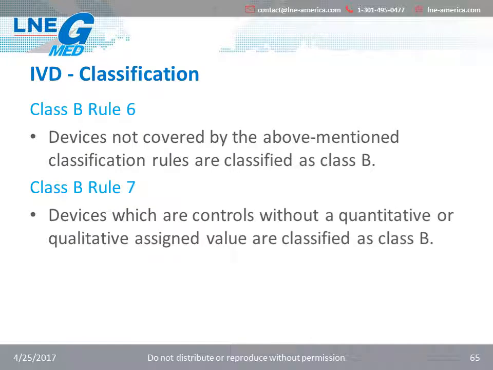For Class B, Rule 6, devices not covered by the above-mentioned classification rules are classified as Class B. According to Rule 7, devices which are controls without a quantitative or qualitative assigned value are classified as Class B.